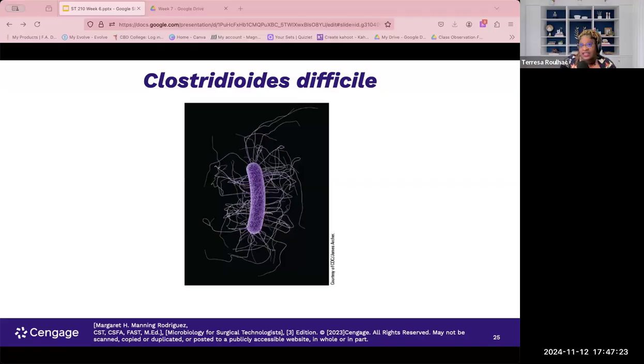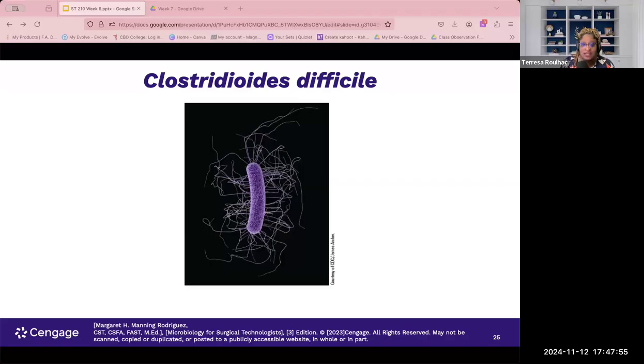Now, as an ST, understanding how it grows and spreads helps us to be more proactive in preventing infections, especially in those patients that have had surgery and may already be on antibiotics. Knowing which patients are at higher risk can help us take a little extra precaution to prevent infection, particularly when we are working in areas like the gastrointestinal tract.